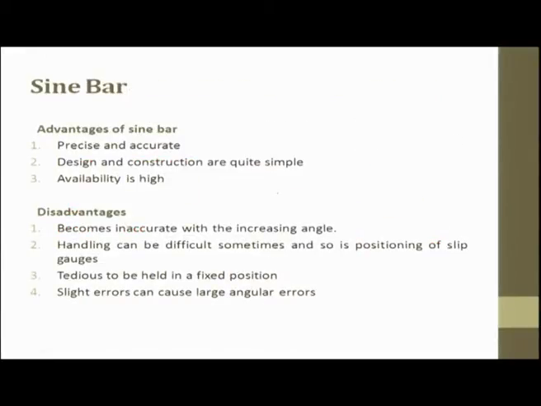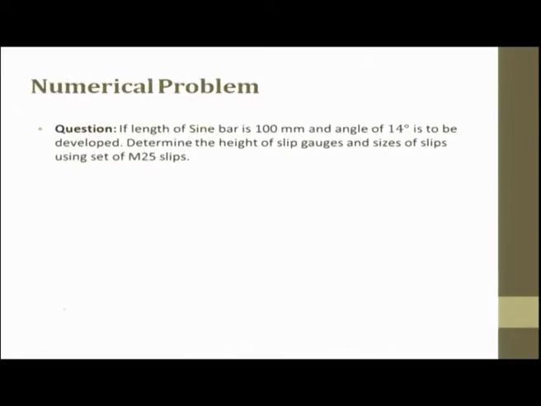So what is the advantage of a sine bar? The advantage is that it is very precise and accurate. The design and construction are quite simple. The availability is pretty high. Disadvantages: it becomes inaccurate with an increase in angle. When it grows more than 60 or 80 degrees, it becomes very difficult. Handling can be difficult sometimes, and so is positioning of a slip gauge. It is tedious to hold in fixed positions. A slight error can cause a large angular error.